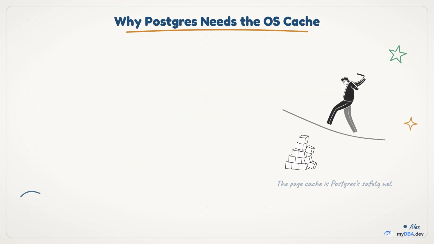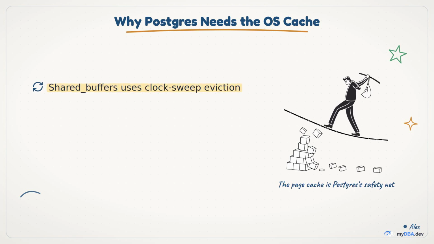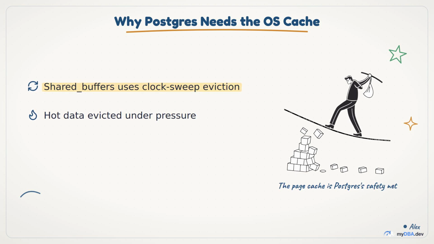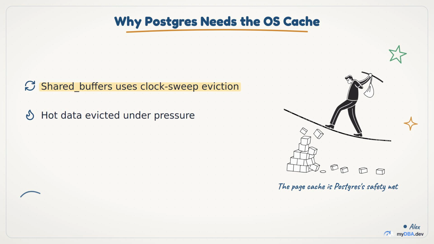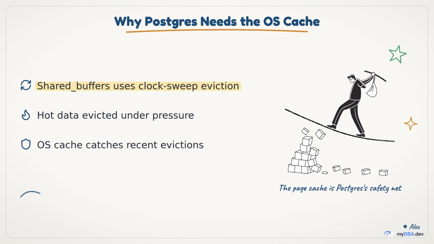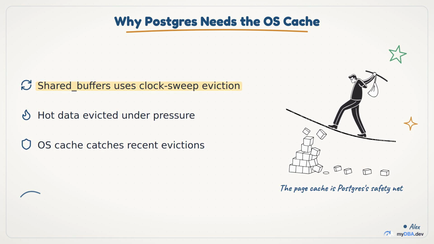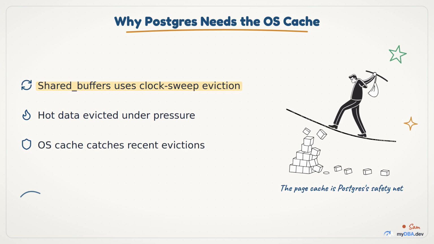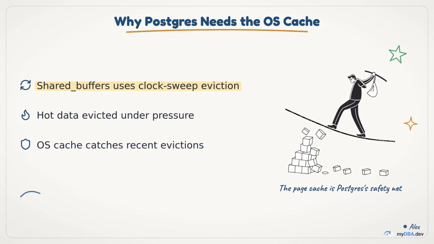Shared buffers uses a clock sweep algorithm, which is a variant of LRU, but it uses a reference count to decide which pages to evict. When it's full and Postgres needs space, it kicks out pages based on their usage. But here's the thing, that evicted page is still sitting in the OS page cache. So if Postgres needs it again soon, it's a cheap read from RAM, not an expensive trip to disk. So the OS cache is like a second chance layer? Yeah, that's a good way to think about it. It absorbs the working set that doesn't quite fit in shared buffers.